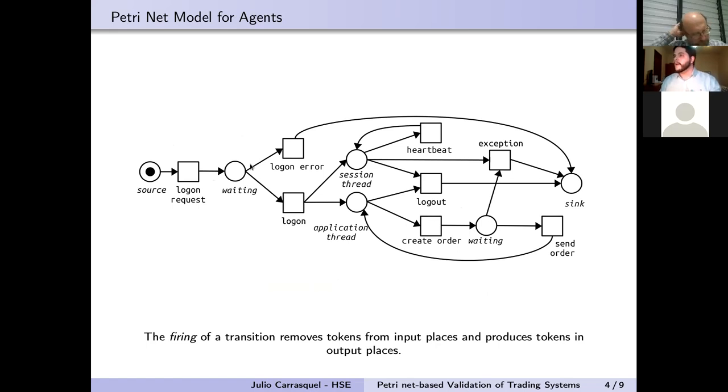Also, the models are executable. We say that the firing of a transition removes tokens from the input places and produces them in other places. For example, when an agent requests login, we take a token from the source and a token is produced in the waiting state. This can be abstractly interpreted as waiting for a response from the system to log in.